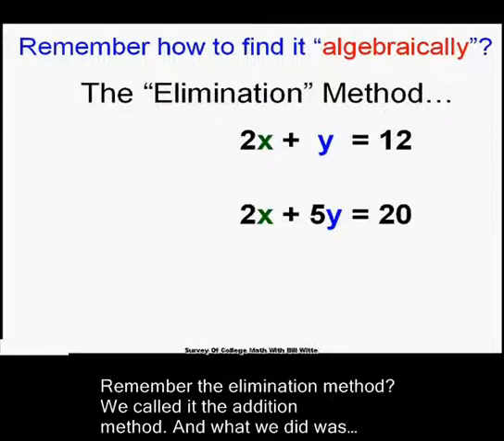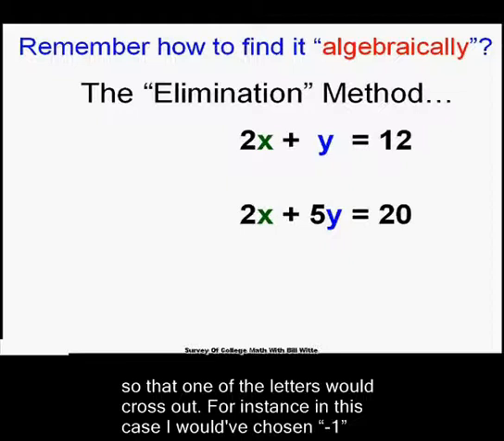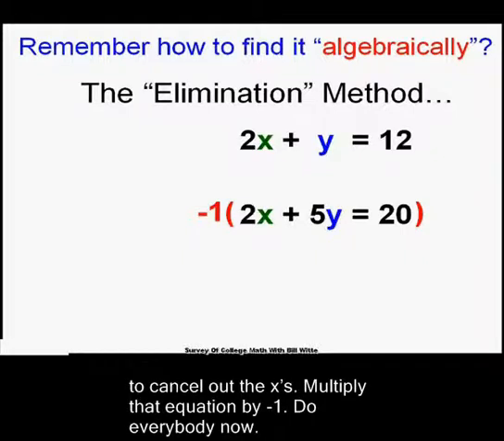Remember the elimination method. We called it the addition method. What we did was multiply one of the equations by some number so that one of the letters would cross out. For instance, in this case, you have chosen wisely. I would have chosen -1 to cancel out the x's. Let me multiply that equation by -1.